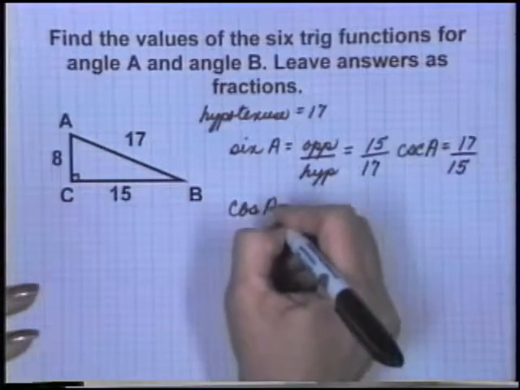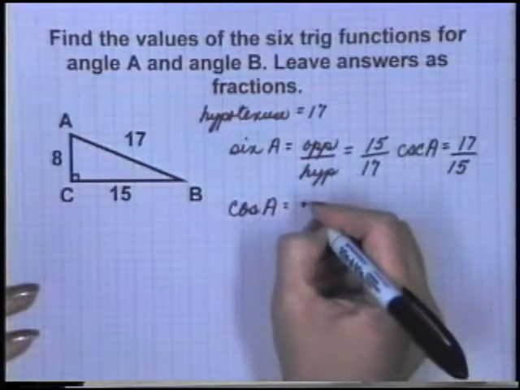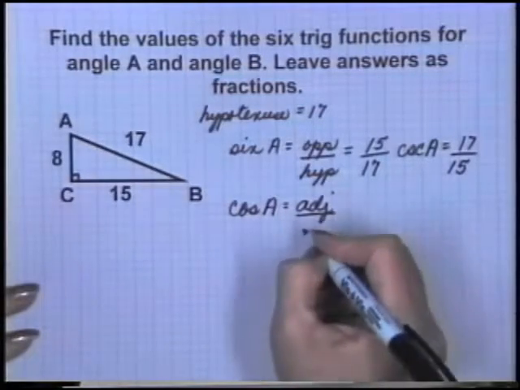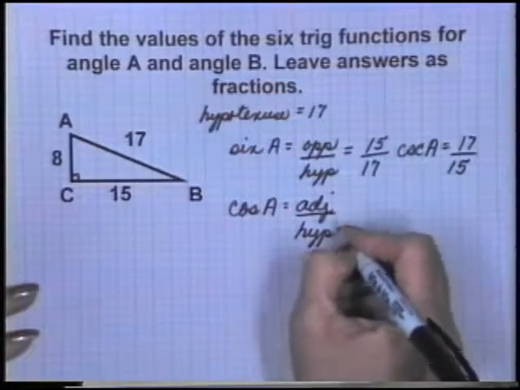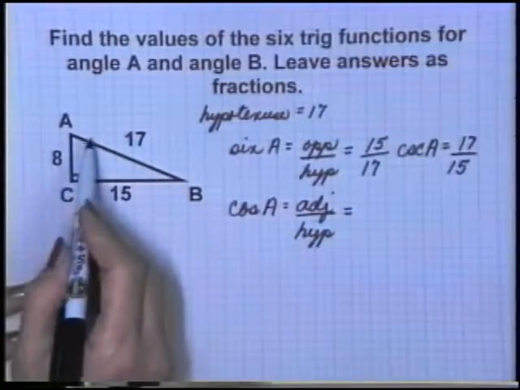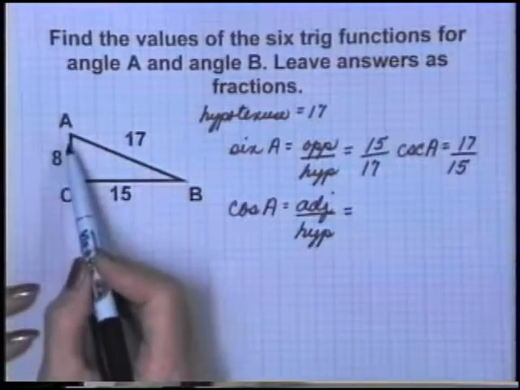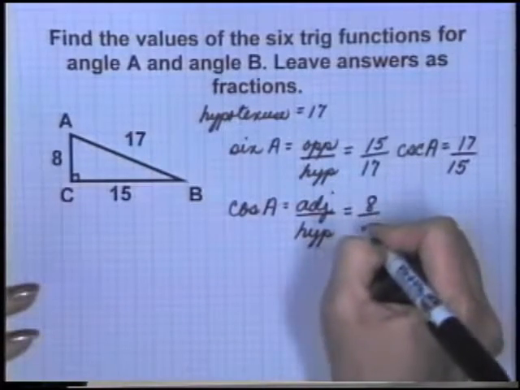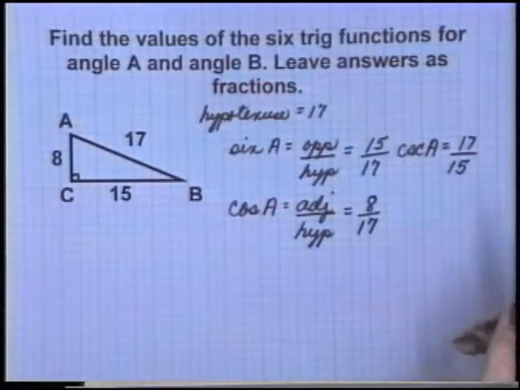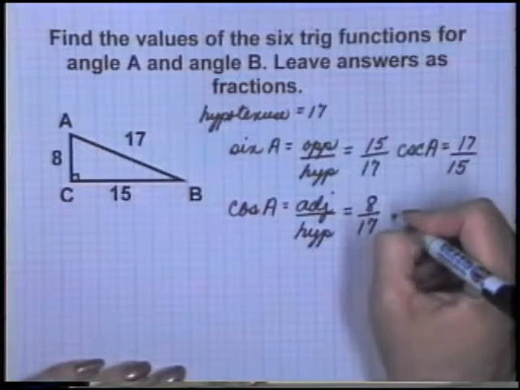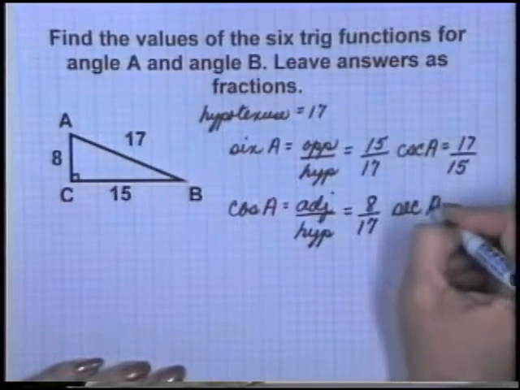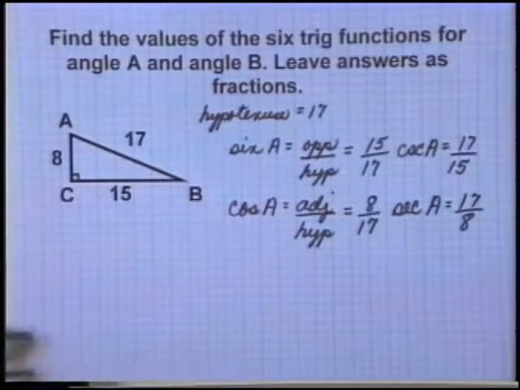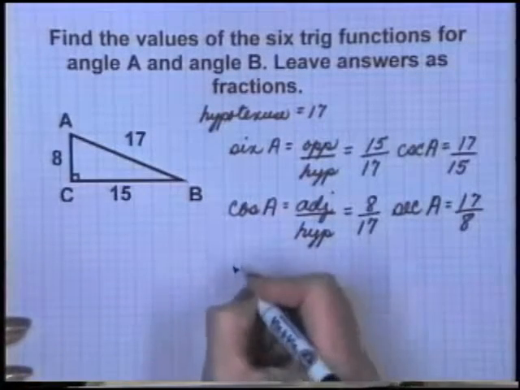Finding the cosine of angle A, that equals the length of the leg that's adjacent to angle A divided by the length of the hypotenuse. And for angle A, the leg that is adjacent to angle A measures 8 units. So that would be 8 divided by the hypotenuse, which is 17. Let's go ahead and get the secant. The secant of angle A equals 17 over 8, since it's the reciprocal of the cosine.